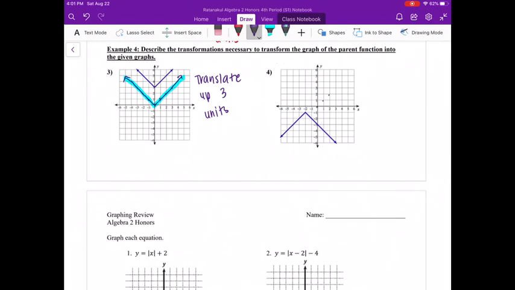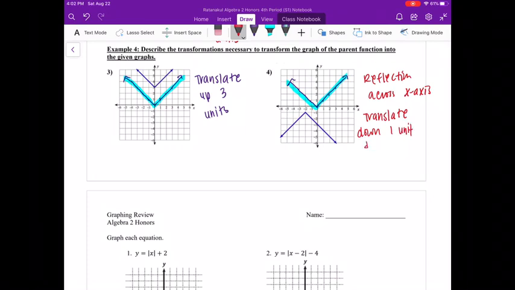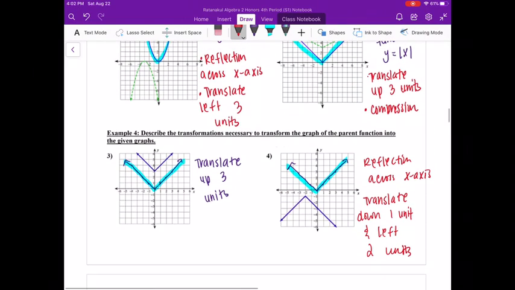For number 4, let me put in my parent function really quickly. I might want to start with the reflection across the x-axis. Then I might need to translate down 1 unit and left 2 units. All right, so that is section 1.2, just thinking about how to transform your parent function to new graphs.